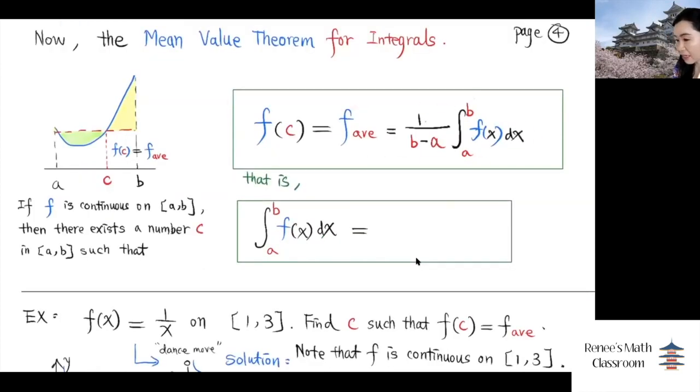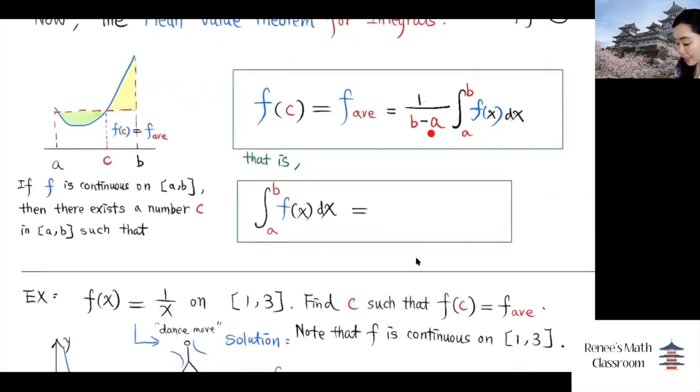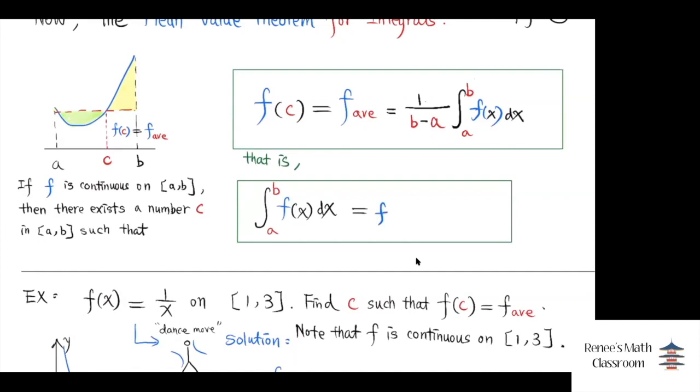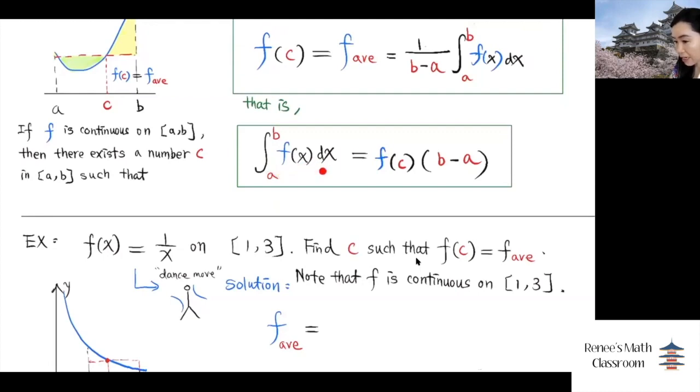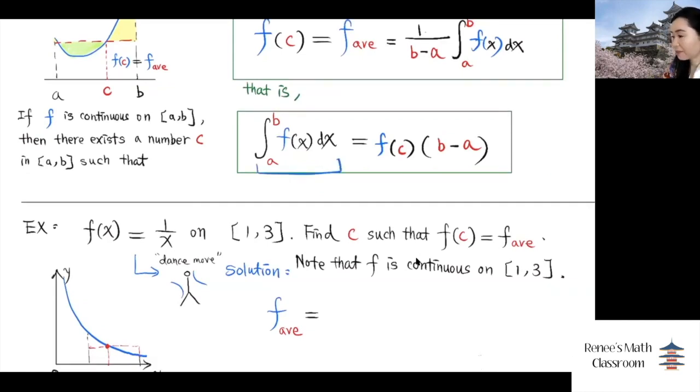Another way to write this result, you can multiply both sides by b minus a. So when you integrate this function from a to b, it will be equal to b minus a times this f of c. Notice that this integral over here is actually related to the mean value theorem for functions, okay? Because remember how we find an integral, right? We find an antiderivative of this small function f.